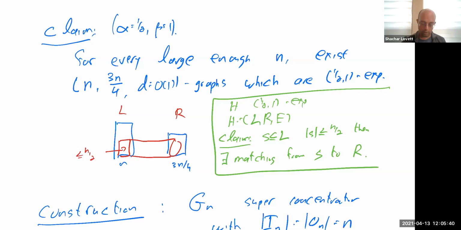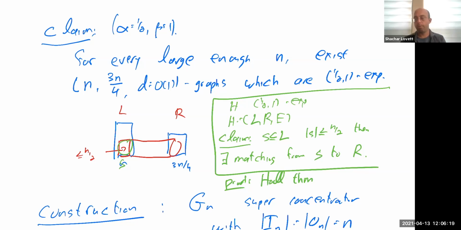So if this is S, maybe I'll do the picture here. If I choose a set S of size at most n/2, there is some way of connecting it to the other side by a matching. Why is this true? Because this is exactly the proof here again. It is Hall's theorem, a theorem in graph theory. It tells you when you can find a matching in a bipartite graph, and its conditions are exactly these: every set on the left-hand side has at least as many neighbors on the right-hand side.